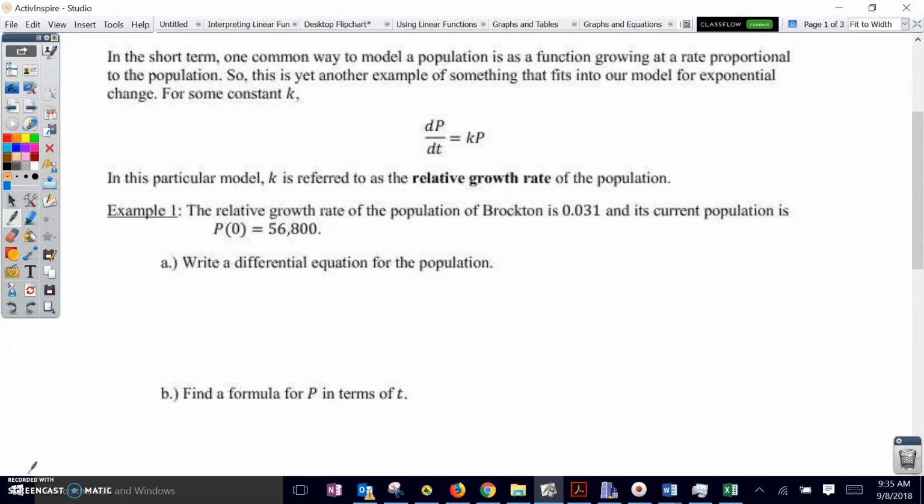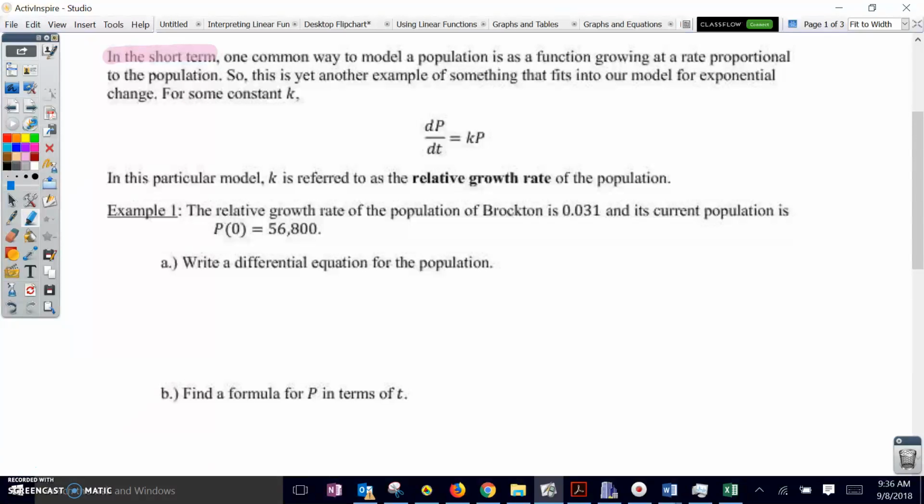Alright, throughout this lesson we're going to look at examples based on both exponential and logistic growth. We're going to start with some simple exponential models. In the short term, we can handle population growth as an exponential model. Notice it says in the short term.